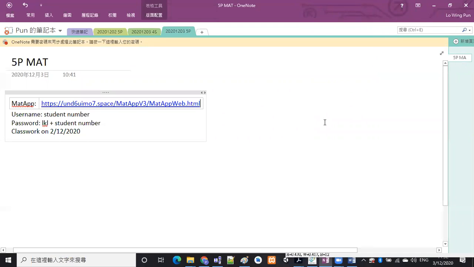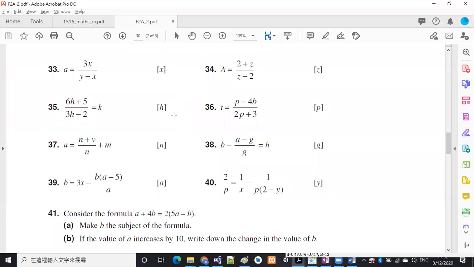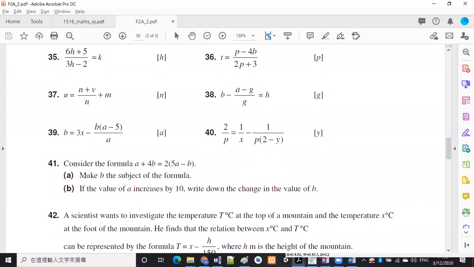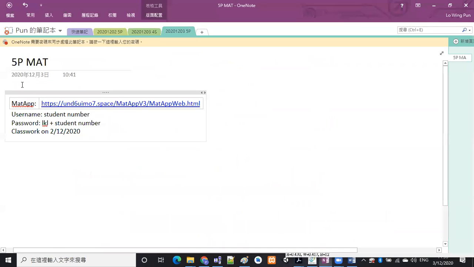And today, we are going to talk about the worksheet on changing subject. Okay, the remaining questions. So actually, it is 35 to 40, and then I will also talk about number 41. Okay, 41 is a special one, so that will be popular in the exam. Okay, question number 41. So I'm going to talk about 35 to 41 on the exercise. That is the worksheet.